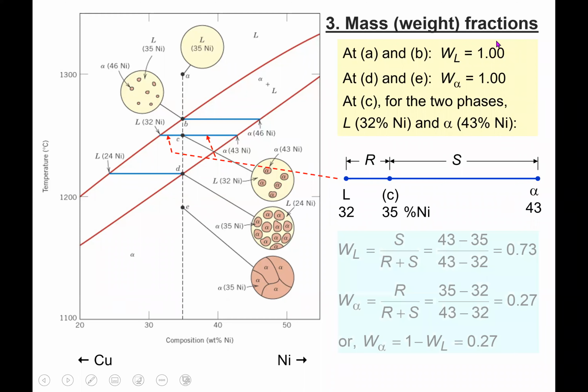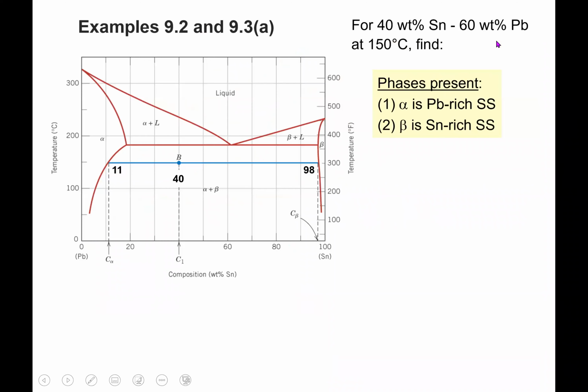All right, so on this one, we're going to look at the same type of problem again, but we're going to do this now with this eutectic system, and then we're going to work up to doing a little bit more of a complicated problem. So let's say that we have the lead-tin system.